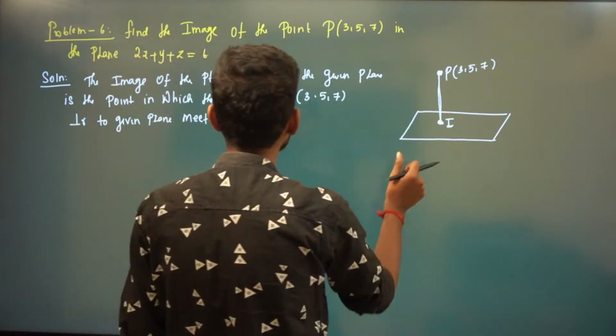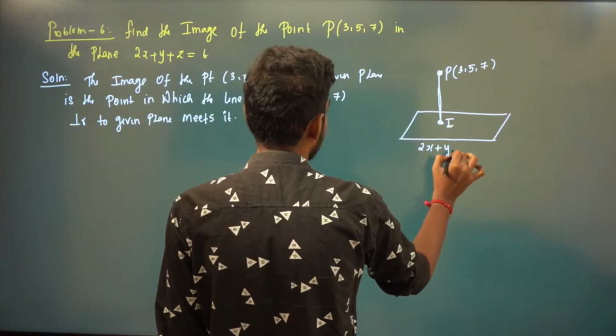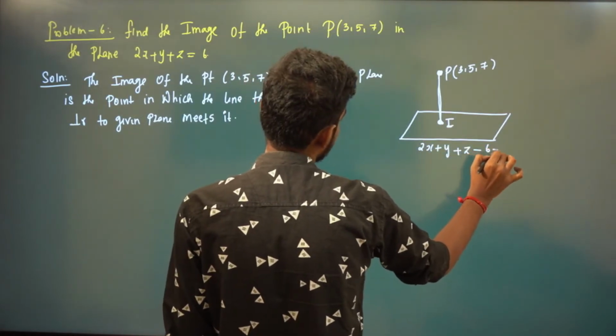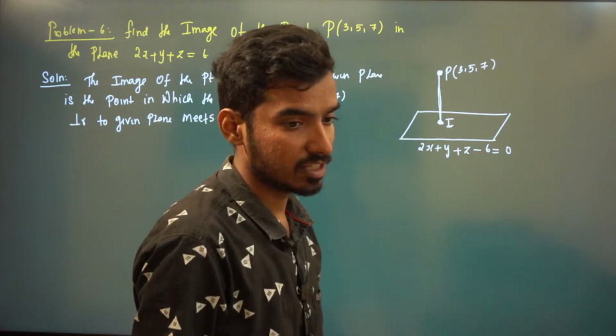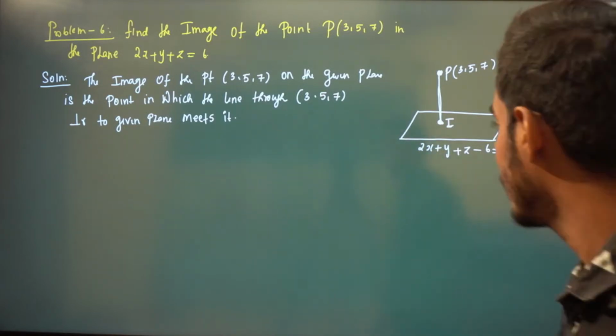So what is the equation of this plane? It is 2x plus y plus z minus 6 is 0. See how to find the equation of this line. How will you find the equation of this line? Very simple, right?